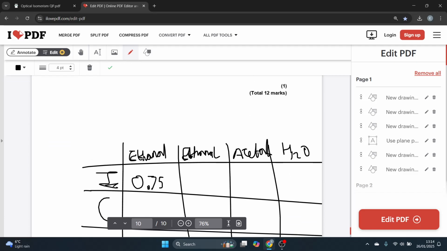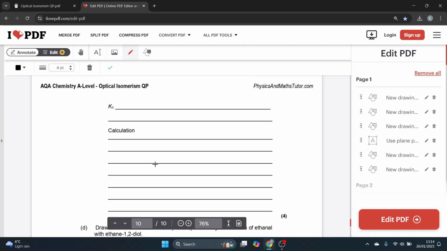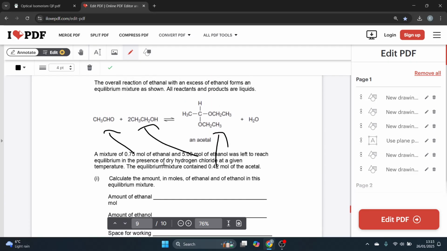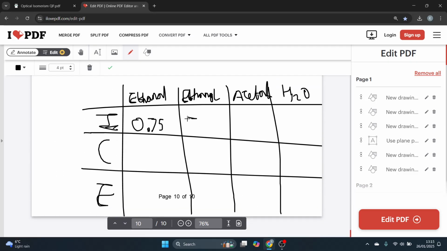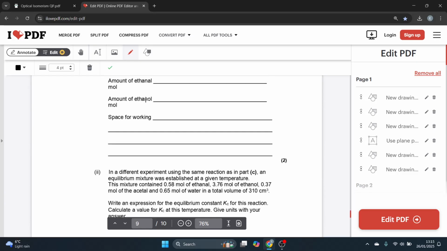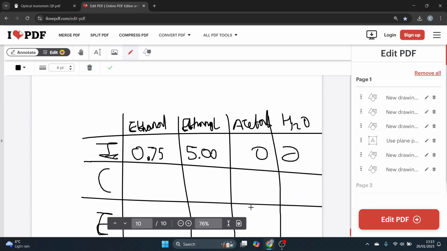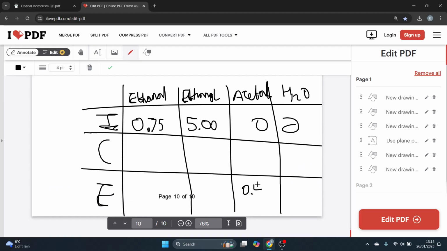Ethanol, no, that's ethanol. Yeah, ethanol initially I had 5.00. Initially of acetyl H2O is 0 because it doesn't tell me in the question. Equilibrium mixture contain this much of the acetyl though. This is equilibrium moles. C stands for changing moles, E is equilibrium moles. So I can see the change is 0.42.